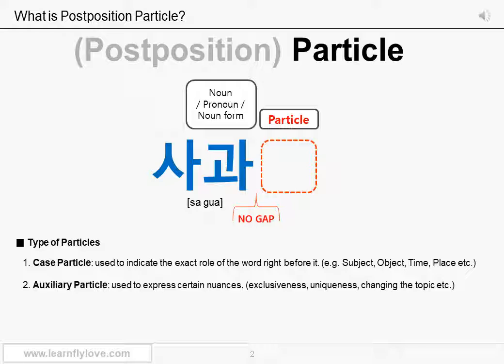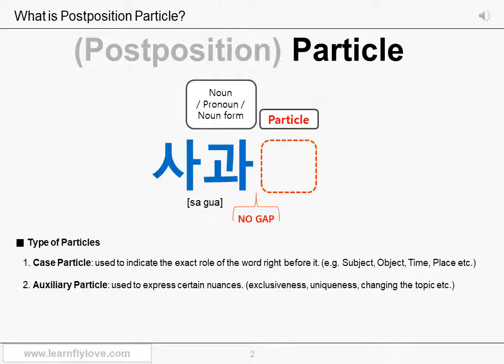A case particle cannot be used together with other particles consecutively for one noun. Why? Obviously because one noun cannot be a subject and an object at the same time in one sentence. One noun should have one role in the sentence. That's why. The word 사과 on this page means an apple or an apology, by the way, one of those homonyms.